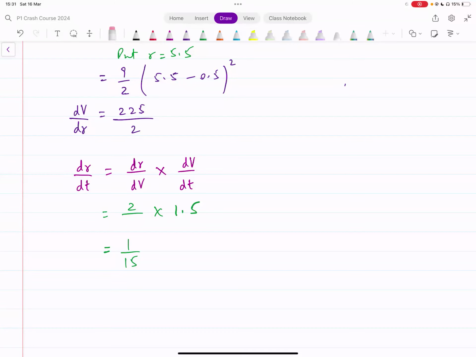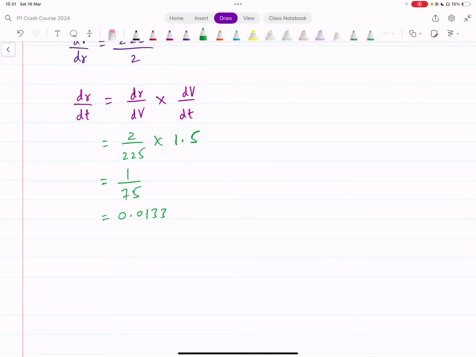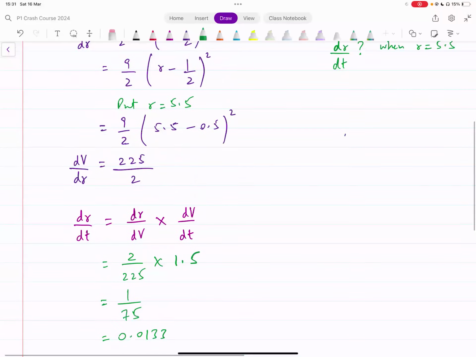Now let's take the reciprocal of that. That's 2 over 225. Let's see what that gives us. 3 over 225. That's 1 over 75. That is dr over dt. You can leave it like this, or if you want to write that as a decimal, that will be 0.0133, minimum 3 significant figures. And that's how it would look.